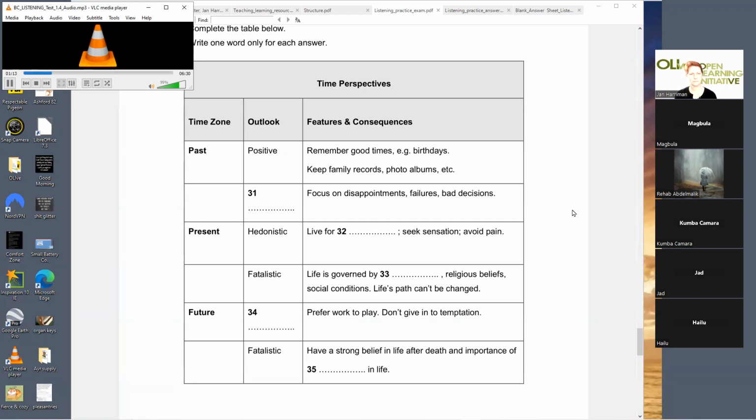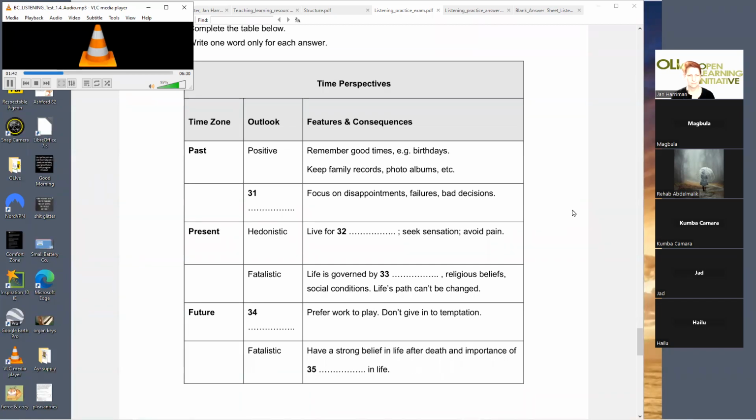People living in the past negative time zone are also absorbed by earlier times, but they focus on all the bad things, regrets, failures, poor decisions. They spend a lot of time thinking about how life could have been. Then, we have people who live in the present. Present hedonists are driven by pleasure and immediate sensation. Their life motto is to have a good time and avoid pain.